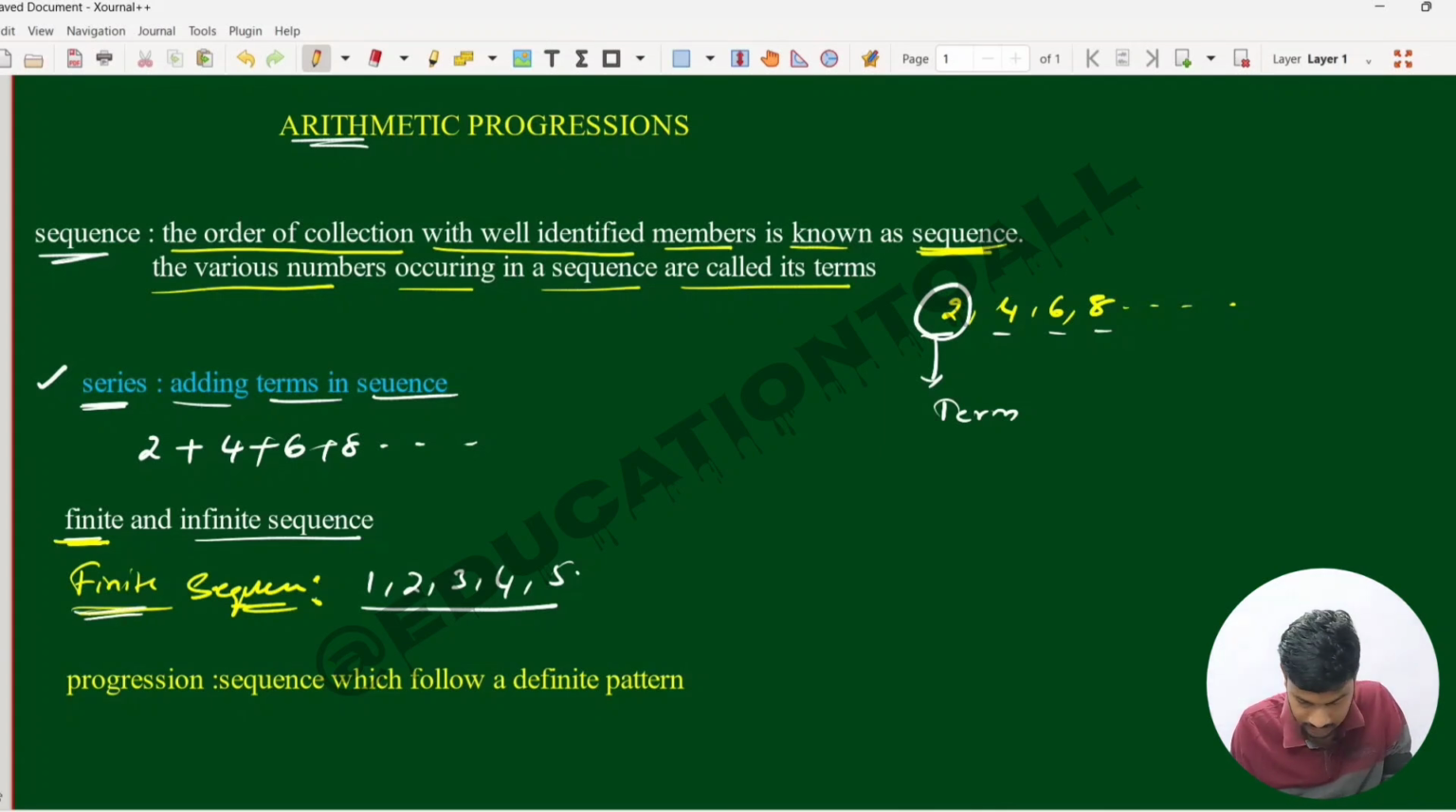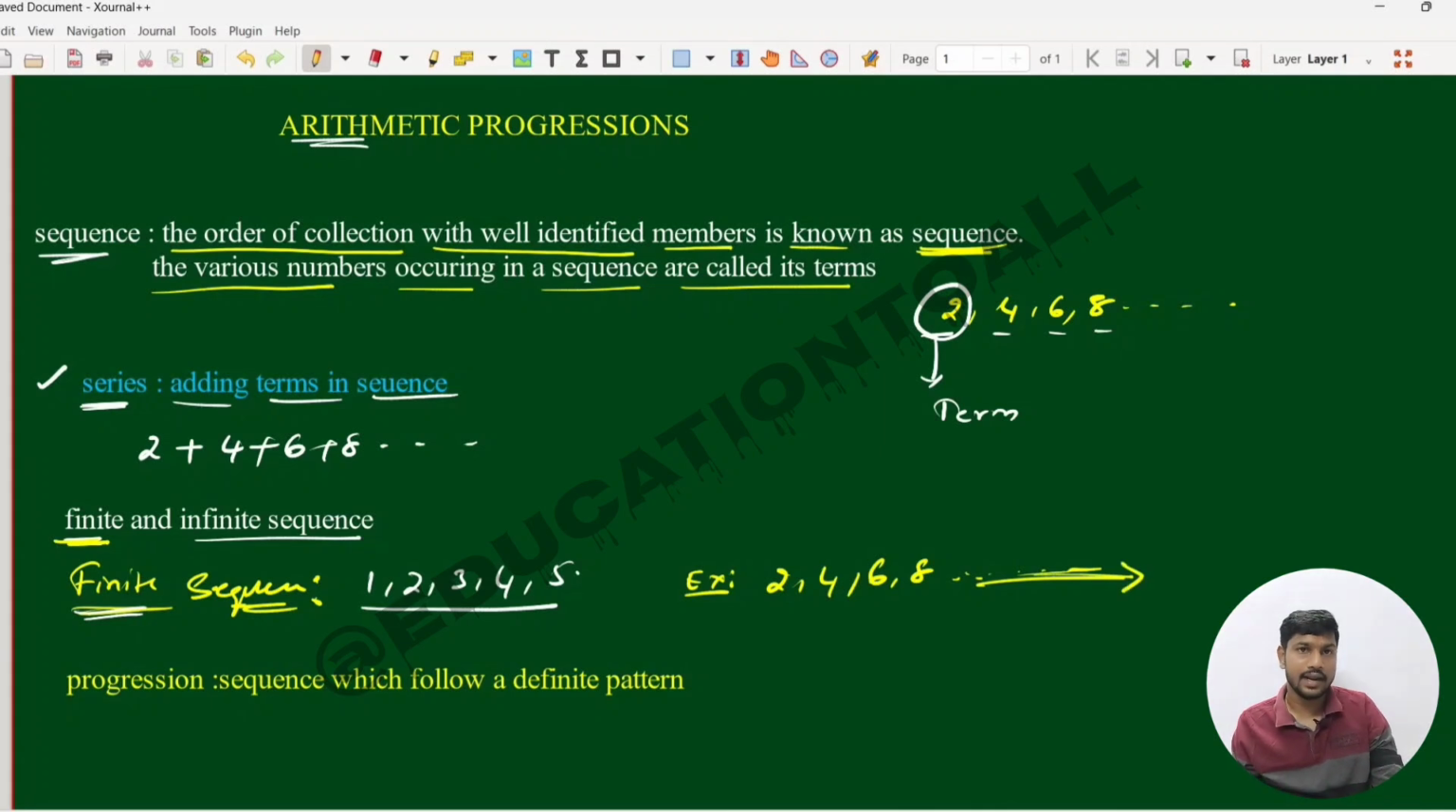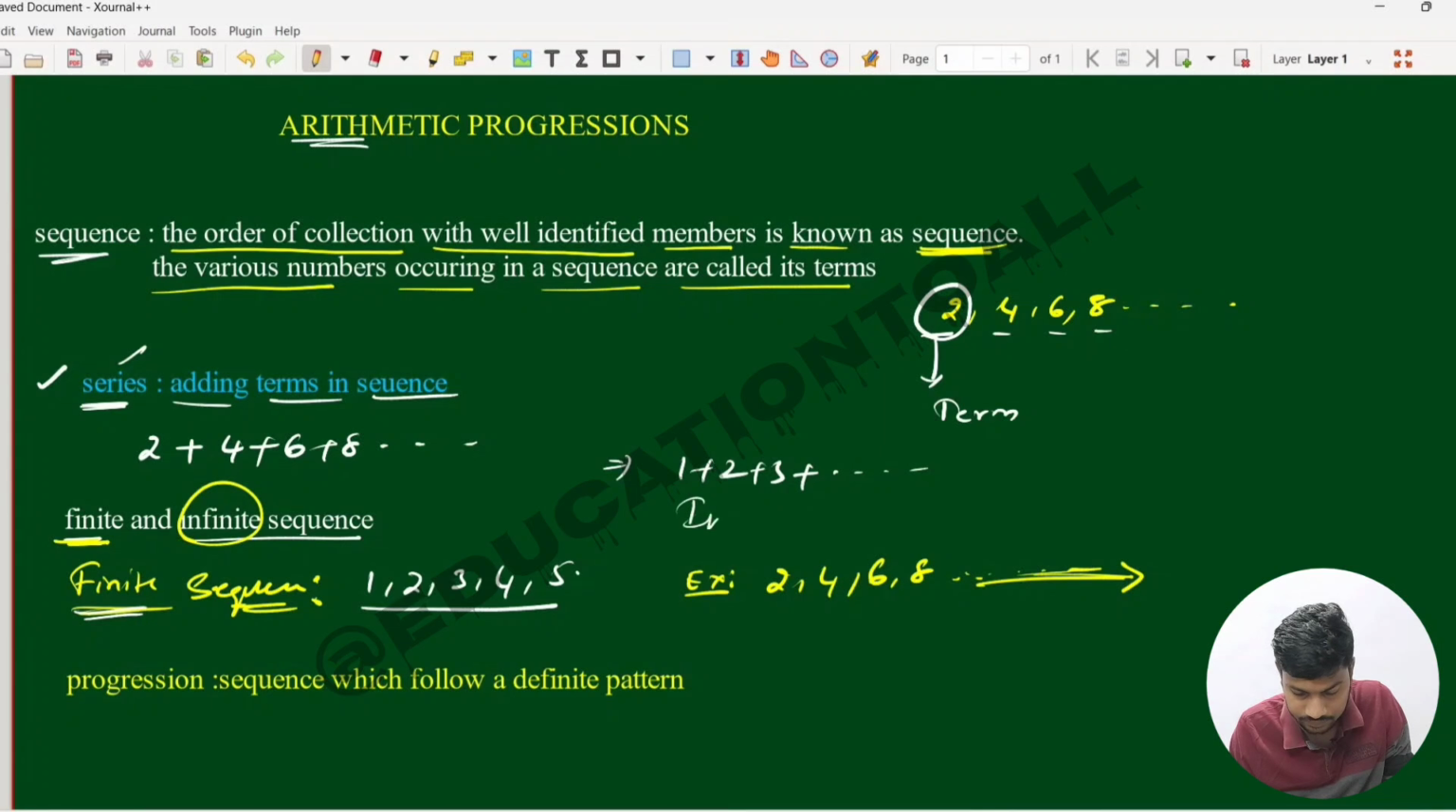Another example, if I write 2, 4, 6, 8 and so on, I am not stopping and the continuity is not going to end anywhere. So this is called an infinite sequence. In the same way, we have infinite series and finite series. If I start writing 1 plus 2 plus 3 plus and so on, and I do not stop, it is called an infinite series. If I stop somewhere, for example 1 plus 2 plus 3 plus 4, this is called a finite series.